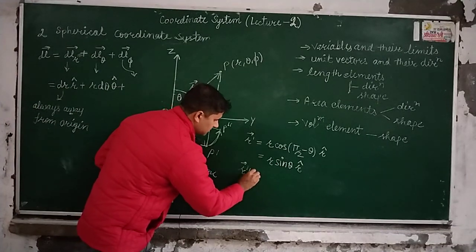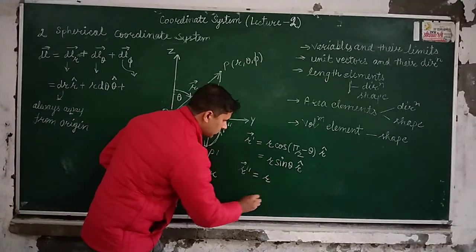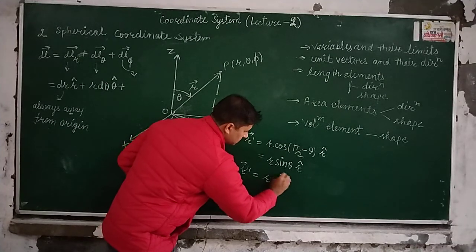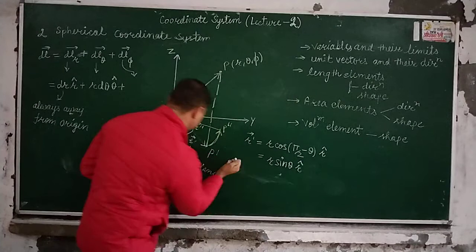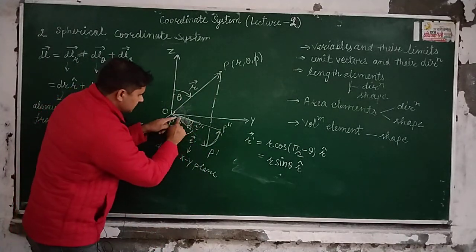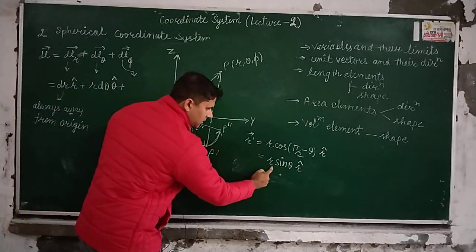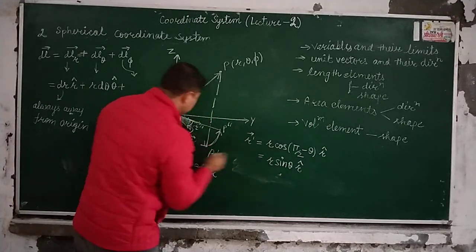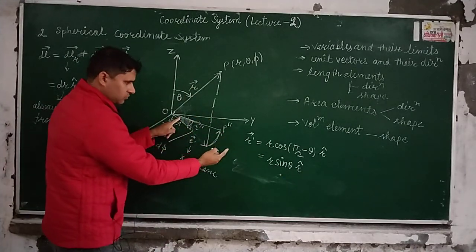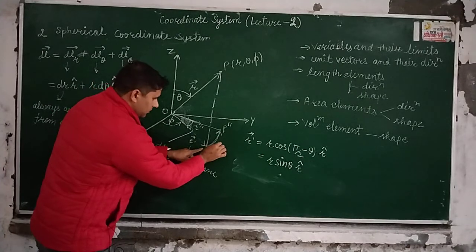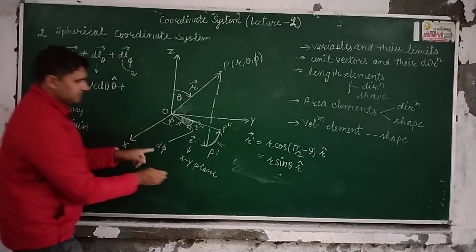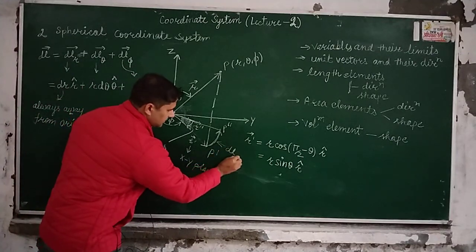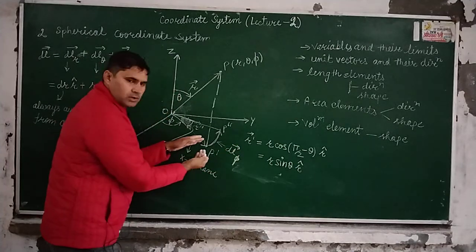Now what will be r double dash? We are to find r double dash. Now see, this length is again r sin theta, and the direction will be r cap. What will be this length element? Because we are to find dl phi. This length element is dl phi. So from here you can take an idea of phi cap.